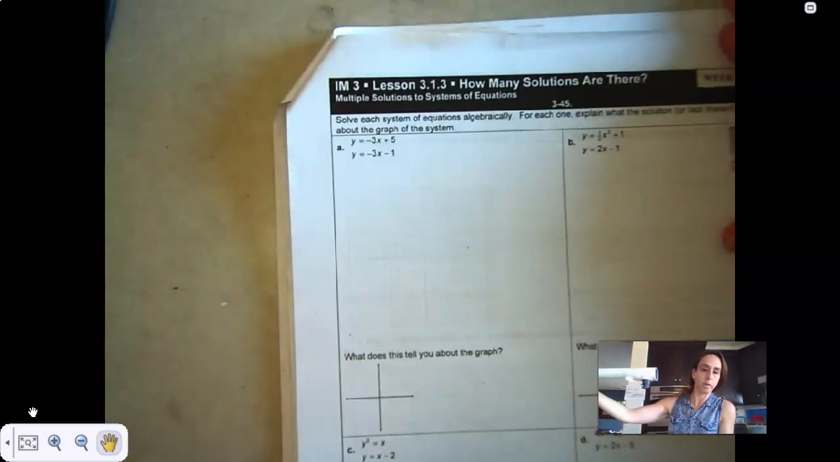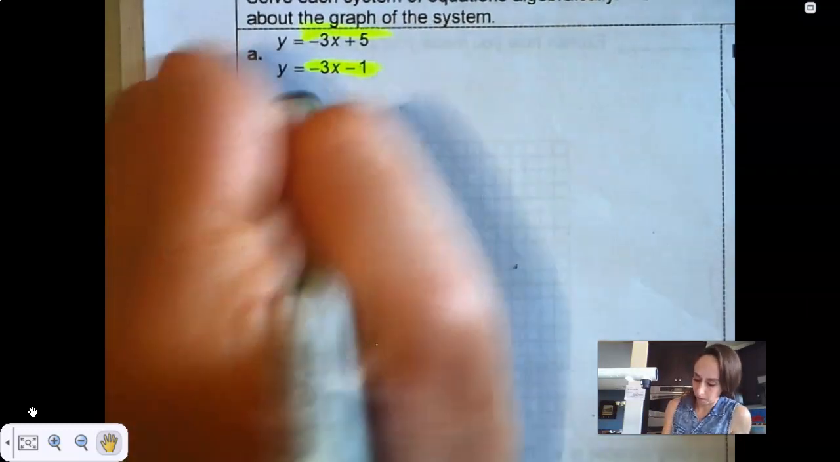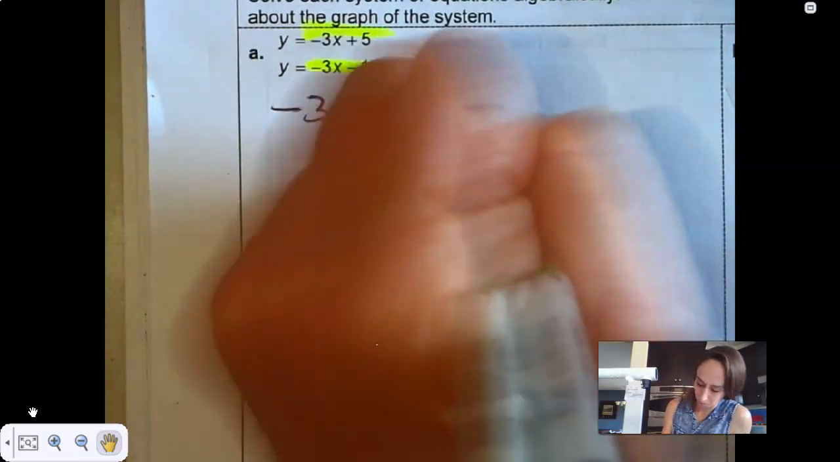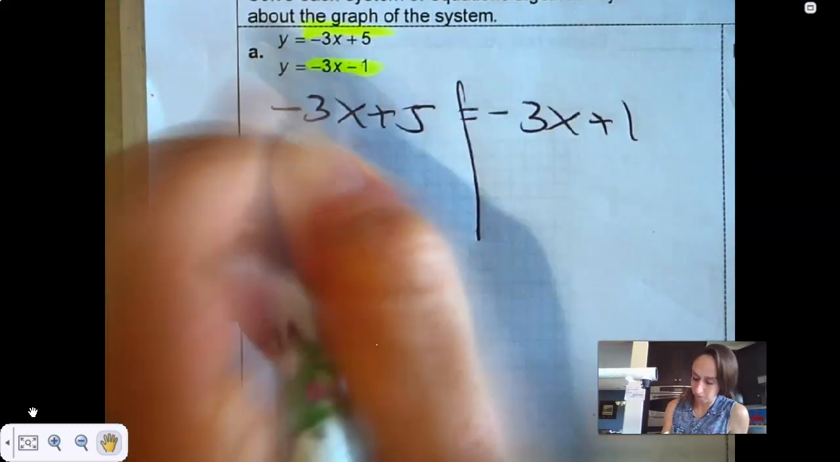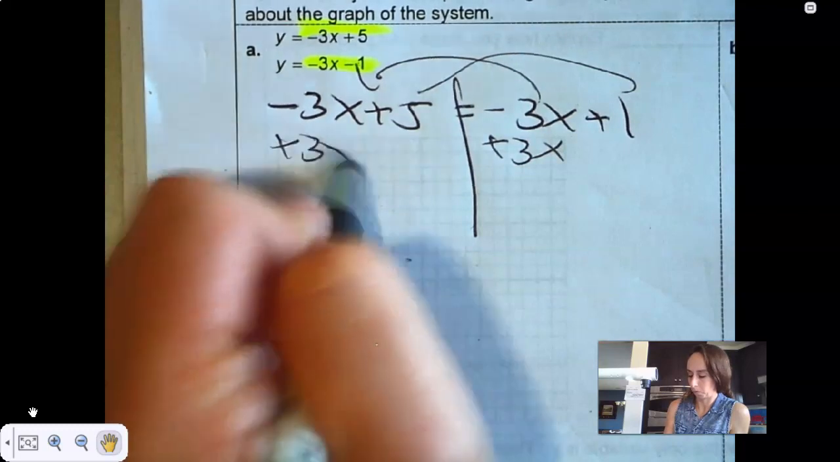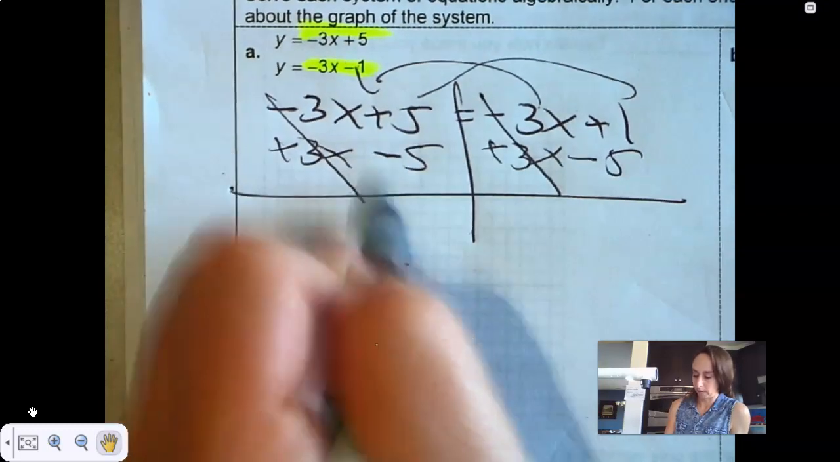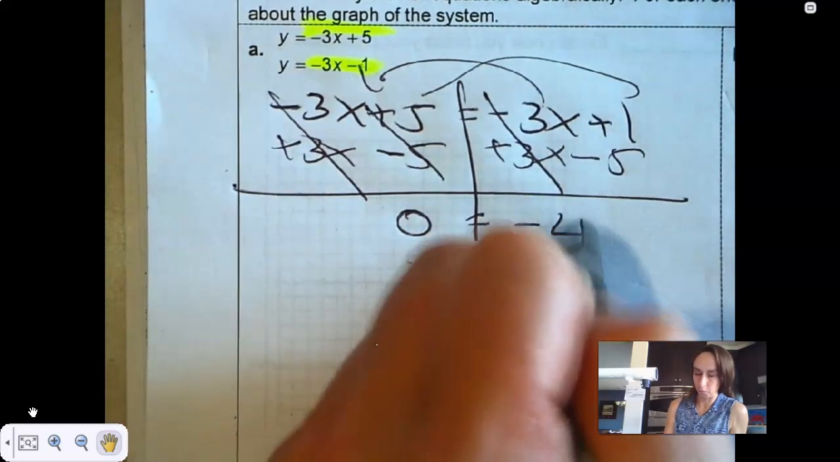If I was to solve it algebraically, if they both say y equals, I'm going to take this and set it equal to this. So I'm going to go negative 3x plus 5 equals negative 3x plus 1. Move this over here, move this over here. And I get 0 equals negative 4.